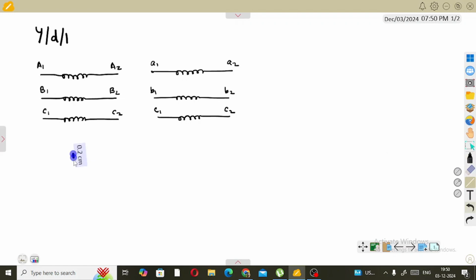First of all, I will draw the primary side, and the primary side is delta connected. So I will draw the delta connection first, like this, and then this. I will name this first: this is my A1, this is my A2, this is my B1, this is my B2, this is my C1, and this is my C2. Next I will draw the wiring diagram here and connect both of them together. This is short circuited, and this completes my primary side.